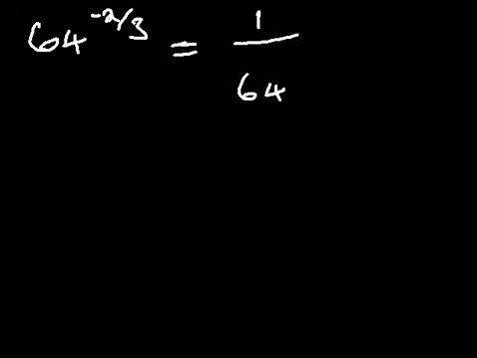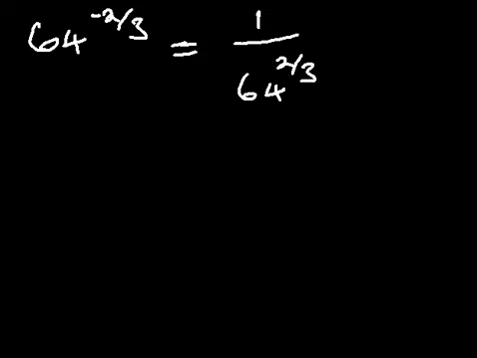Now what if we have this case? Let's say we have 64 to the power negative 2 over 3. So what is this one? Now, since the power is negative, we should apply the principle behind the negative power. In this case, this is the same as 1 over 64 to the positive power. You have that as that.